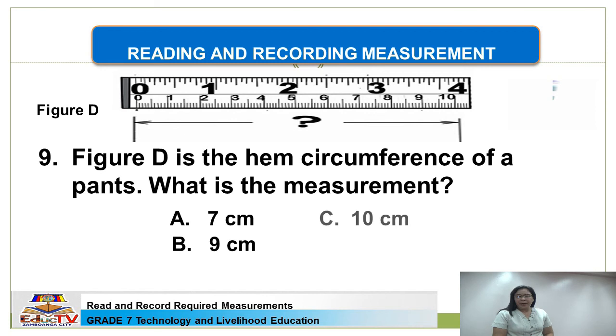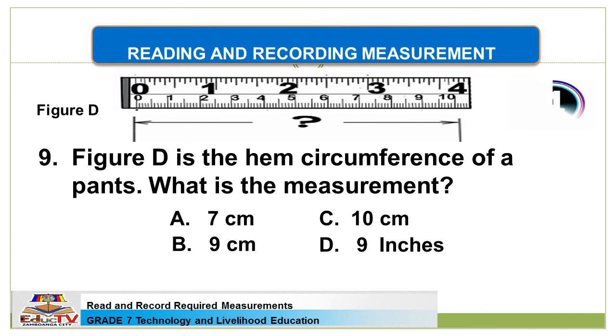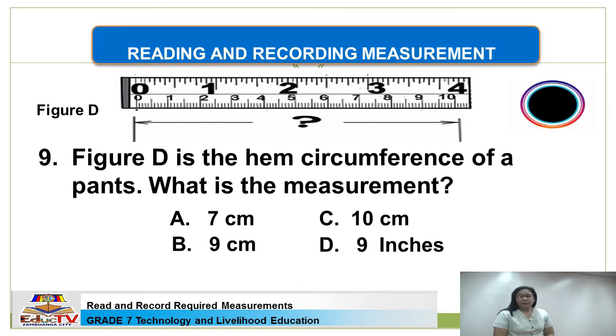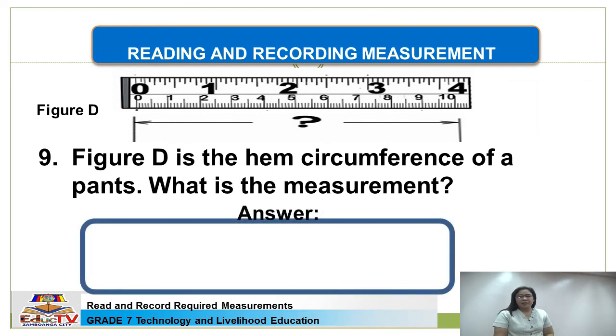For question number 9, figure D is the hem circumference of a pair of pants. What is the measurement? Letter A, 7 cm. Letter B, 9 cm. Letter C, 10 cm. Letter D, 9 inches. Great! The correct answer is letter C, 10 cm.